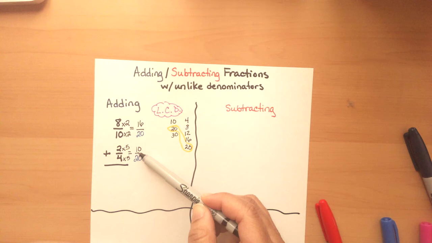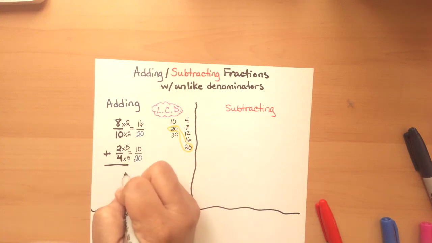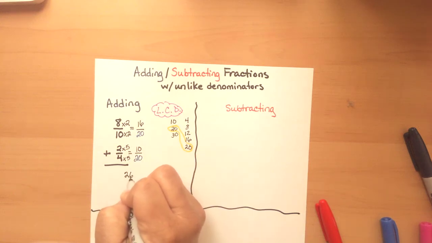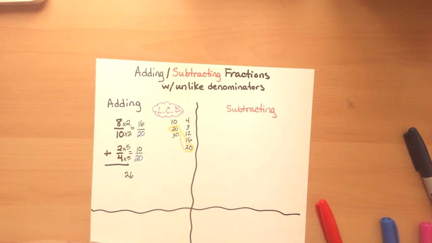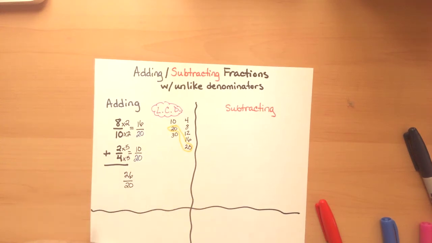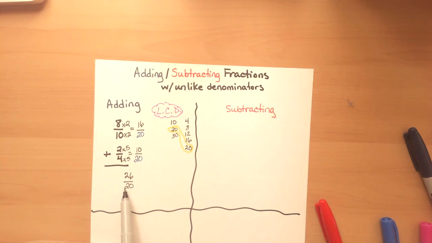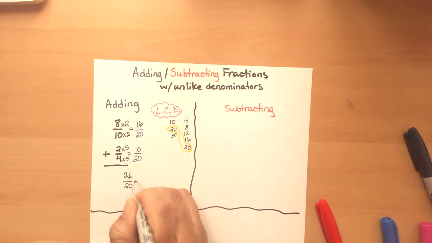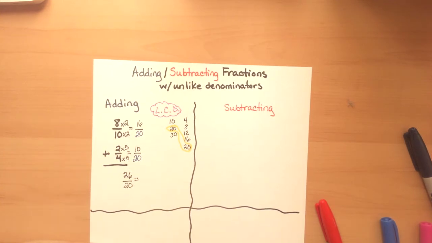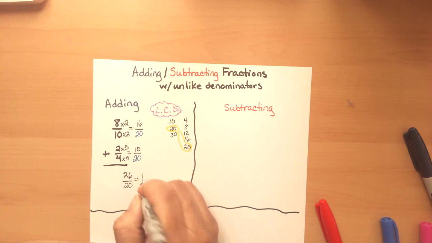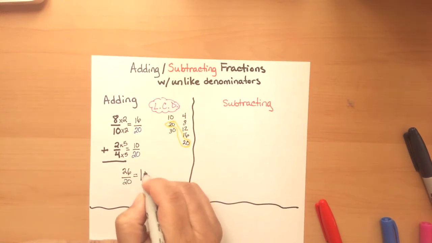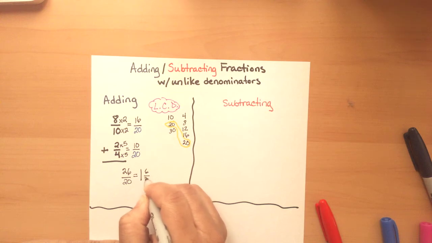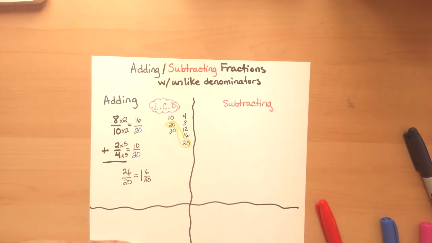16 plus 10 is 26, and my denominator stays the same. I do not want to leave my fraction like this because it's an improper fraction, meaning it's not simplified. So how many times does 20 go into 26? That is going to be 1 time. How much is left over? 6 is left over, and my denominator is 20.